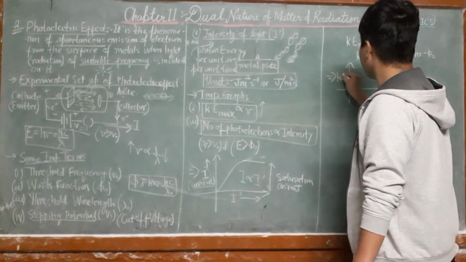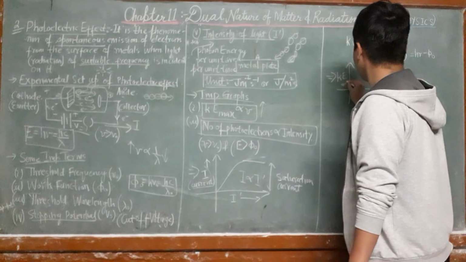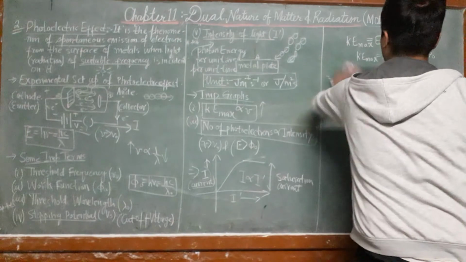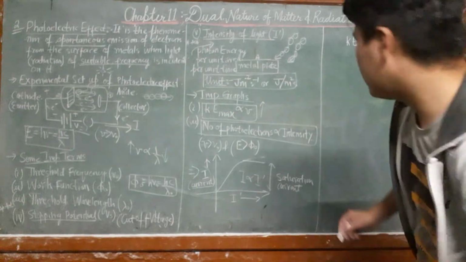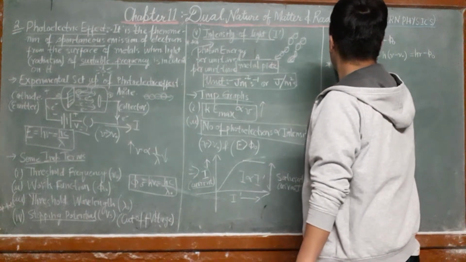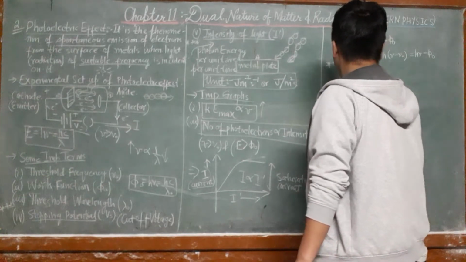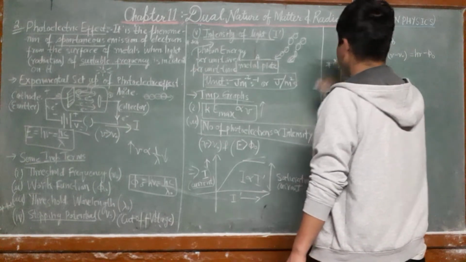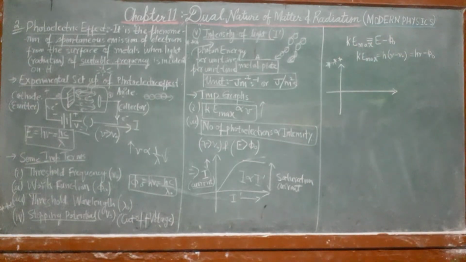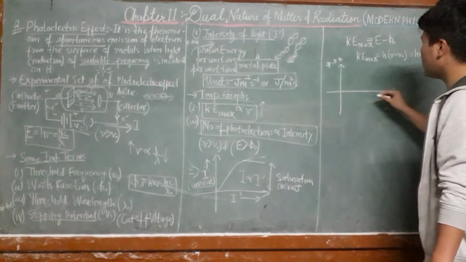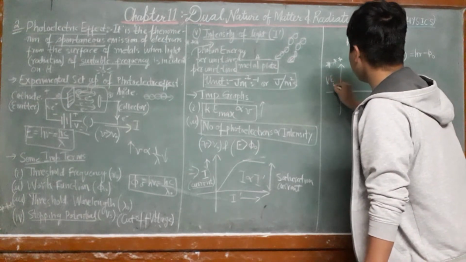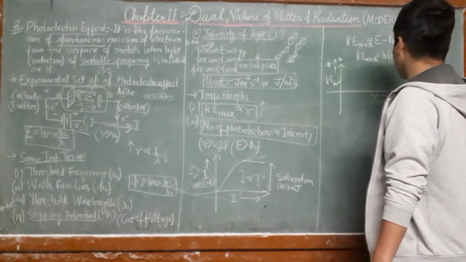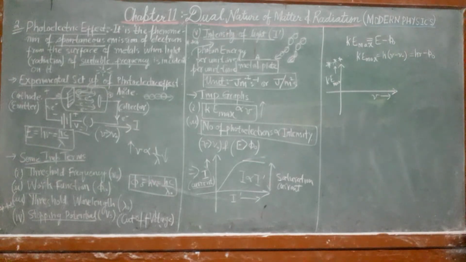The graph between kinetic energy and frequency, you can write this as well. This is the graph for the equation of this situation. Okay, this graph is quite important. Now, in this graph, we have to find the relationship between kinetic energy max and the incident frequency, the frequency of incident light.